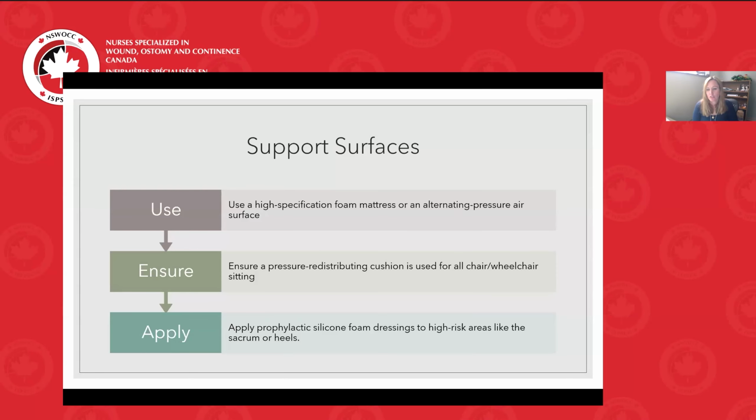When we look at support surfaces available, a couple of things you can remember is we want to look at patient specific and use a high specification foam mattress or alternating air surface if our patients are at high risk for the development of a pressure injury. We want to ensure that pressure redistribution cushions are also used in their wheelchair or if they're sitting in a chair.